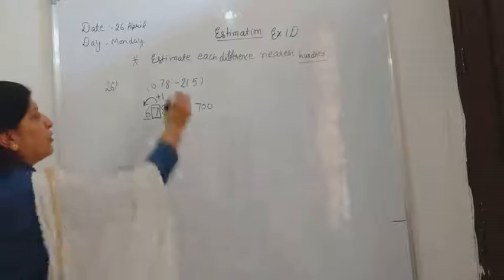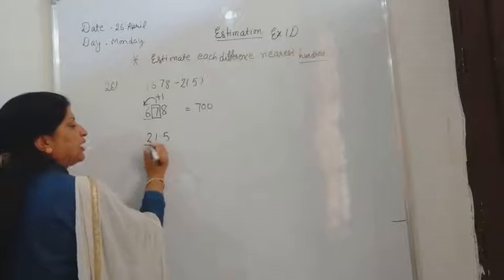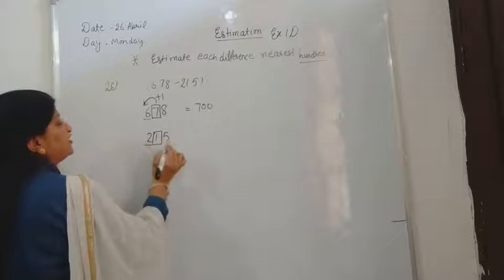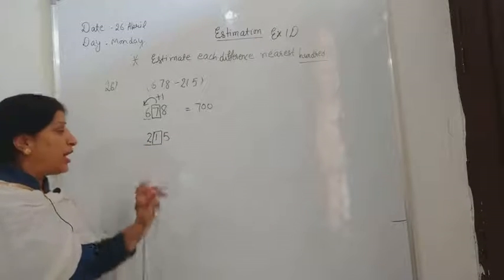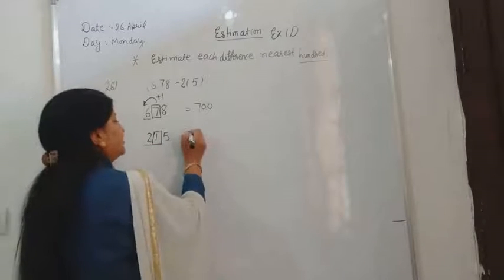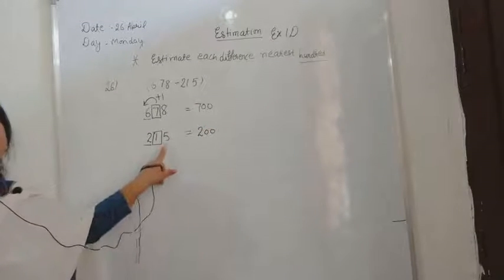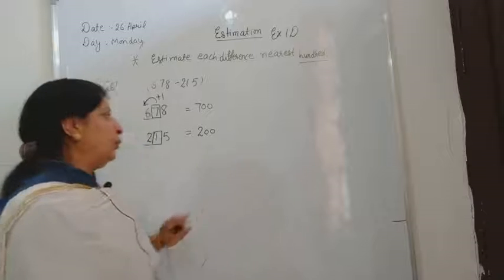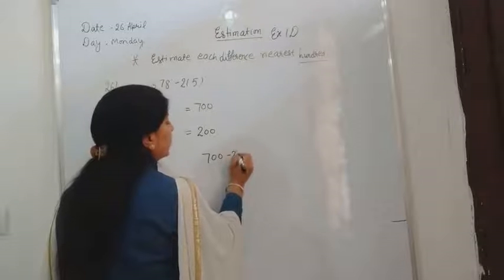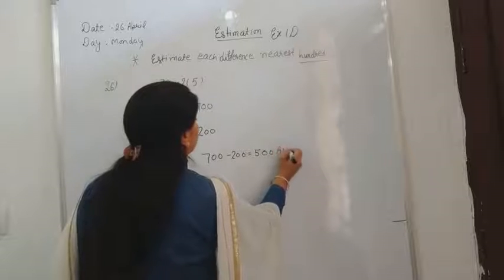Now our next number is 215, and here you see that 2 is at the 100 place, so we underline this number, and at the tens place your number is 1, and this 1 is smaller than 5, so your number stays as it is, and you write 200, because we replace the ones and tens place digits by 0. After subtracting, our number becomes 700 minus 200, that is equal to 500. Clear this one? And this is our answer.